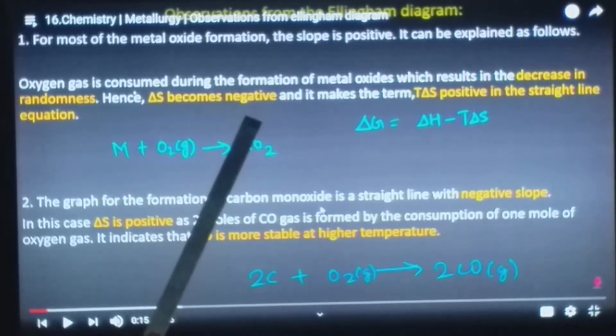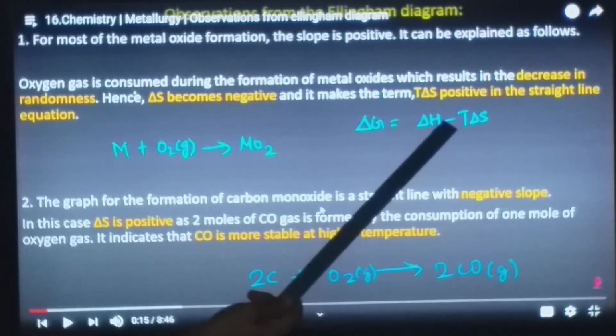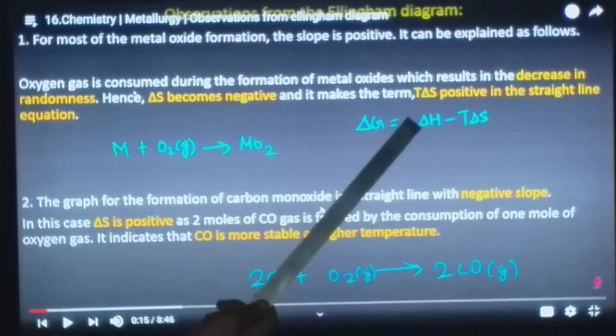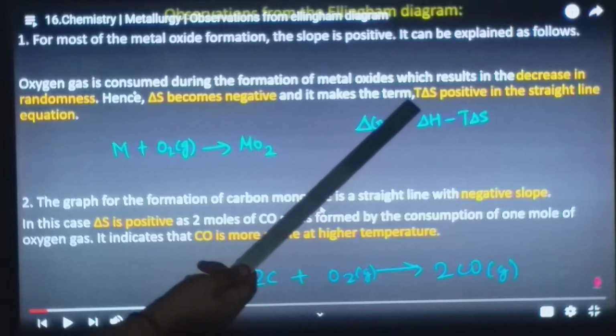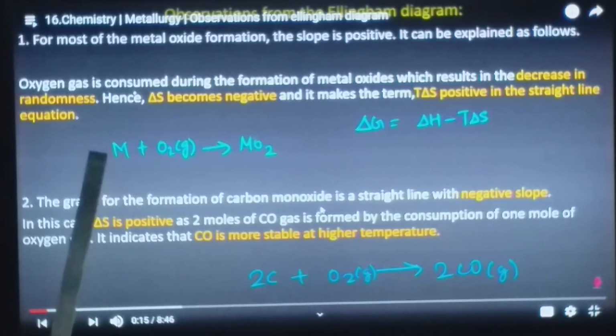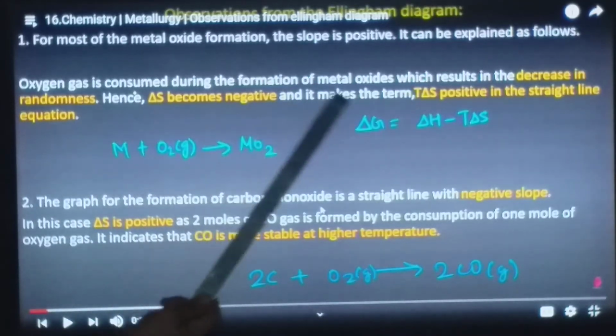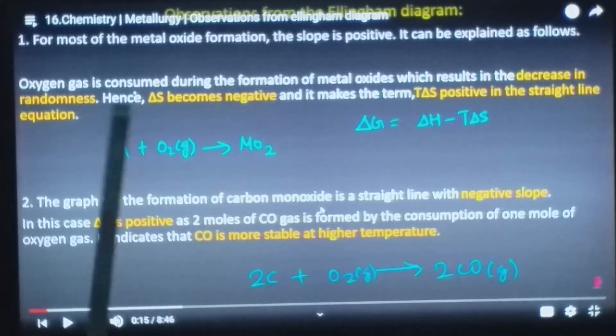So del S becomes negative. Therefore, if del S becomes negative, the sign will be positive, and now del G also becomes positive. Therefore, T into del S is positive in the straight line equation. So this is the first observation from the Ellingham diagram: del S becomes negative, then T del S becomes positive in the straight line.